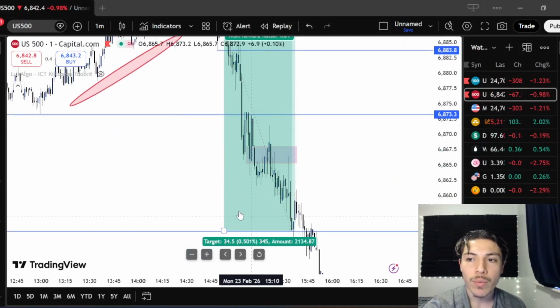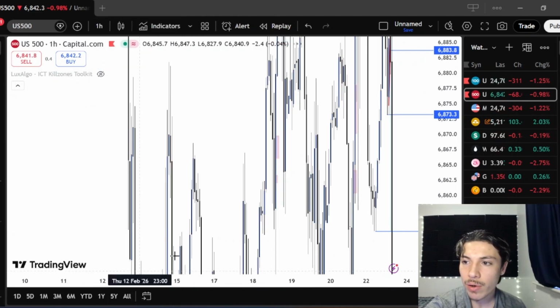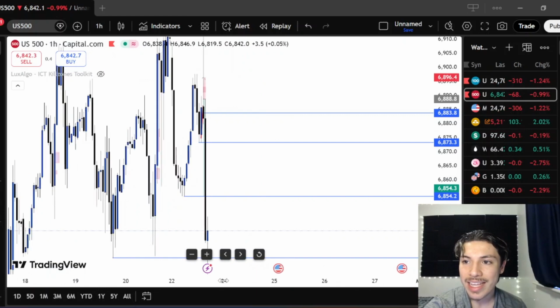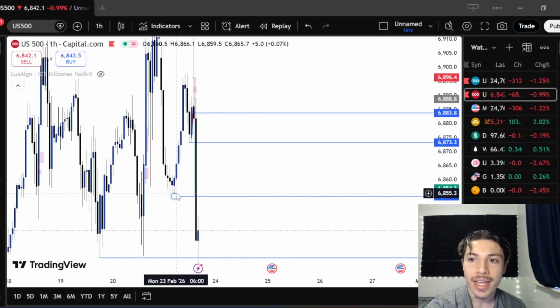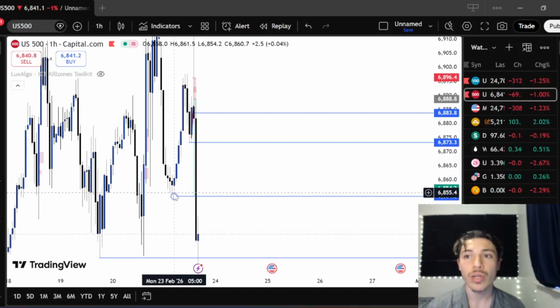Now you're probably thinking, what did you target down here? What's going on down here? Well, if I go into the hourly time frame, you can see that that low is this low right here. This right here is Asia lows, Asian session lows. What does this mean? This means it's a strong draw on liquidity, right?